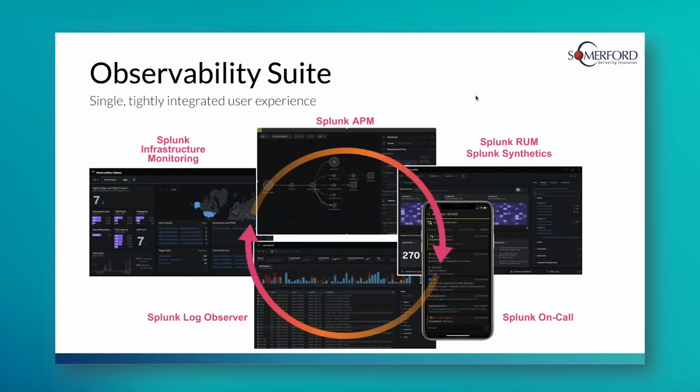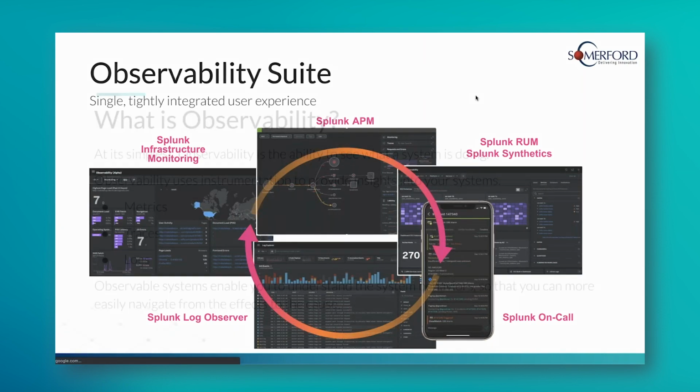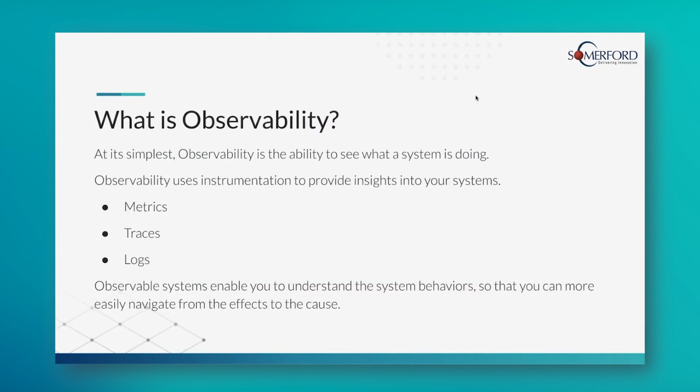So that's a quick look at the tool itself. Let's just take a step back from that for a moment and talk about what we actually mean by observability. It's a term that's getting used quite heavily at the moment. It's not something that's always very clearly defined, but let's talk about it in the context of the observability suite. So at its most fundamental, observability is being able to see what a system is doing. And generally in observability, we talk about three key types of data: metrics, traces, and logs.